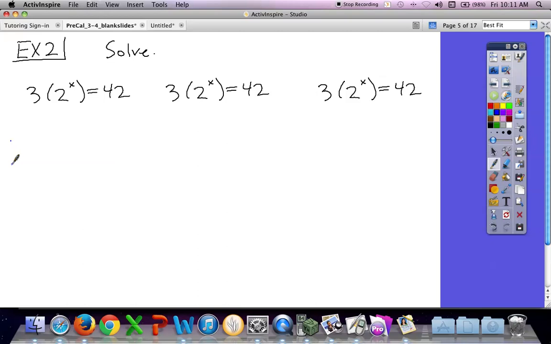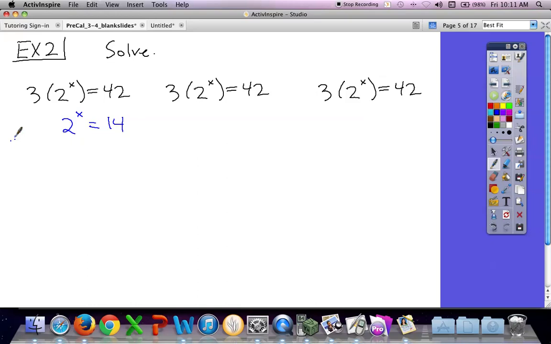Divide by 3, right? Don't multiply 3 times 2. Can't do that, right? One of them is raised to x power, the other one is not. You have to divide by 3. So that is 2 to the x equals 14. So we've isolated the exponential.